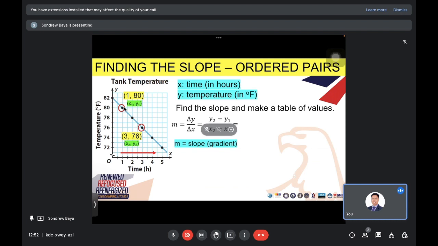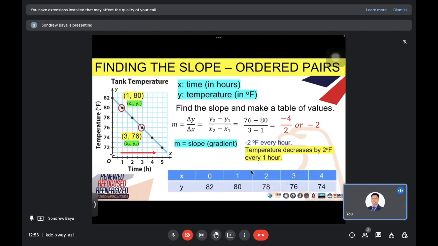Take note, this is the current, this is the previous. This is according to increasing values of X. So according to the time, this is the current, and this one happened 1 hour earlier, the previous. So to find the change in Y over change in X, we have to subtract the Y values, starting from Y sub 2 minus Y sub 1, and then X sub 2 minus X sub 1, which gives us negative 2. So from here, we could already interpret this as a negative 2 degrees Fahrenheit change every hour, or we say temperature decreases by 2 degrees Fahrenheit every 1 hour.